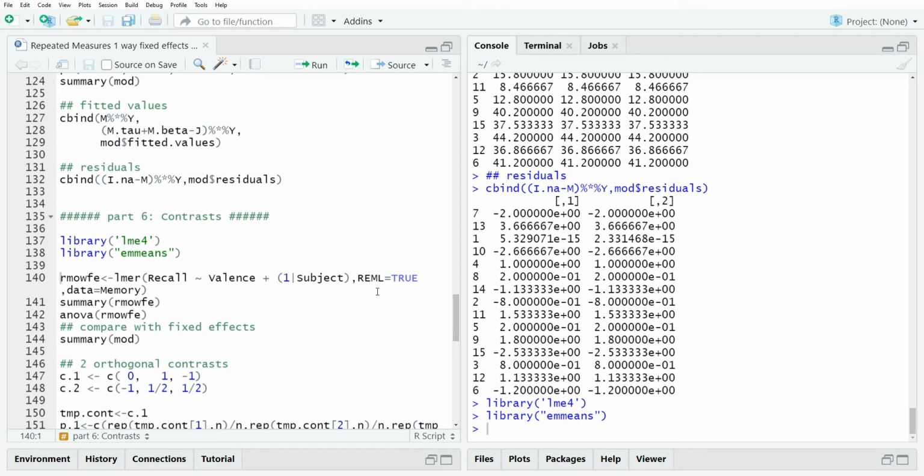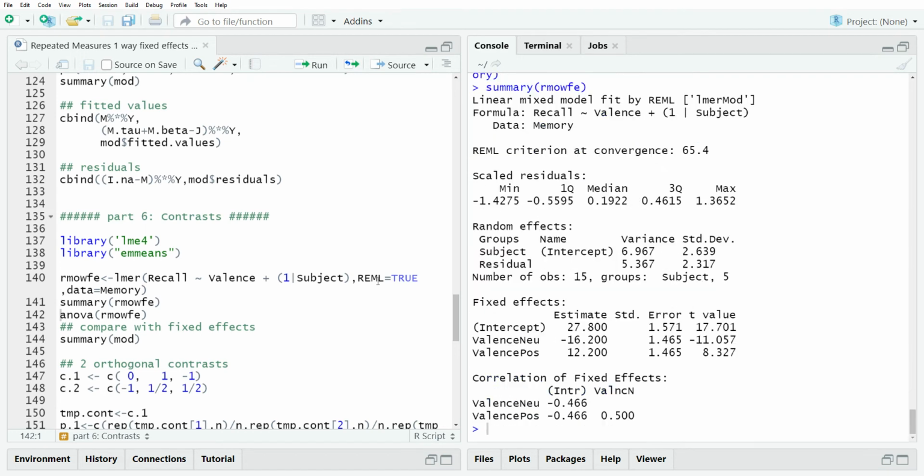REML is the method. You can have maximum likelihood or restricted maximum likelihood. REML tends to produce more unbiased estimates. So let's run that and look at the summary. Notice it has random effects, which is just the subject and the residual. This is the variance associated with the subject, the between subject variance, and the residual is the within subject variance. And these are the fixed effects and the correlation between the fixed effects.